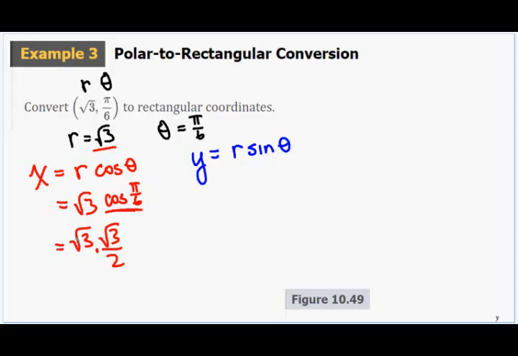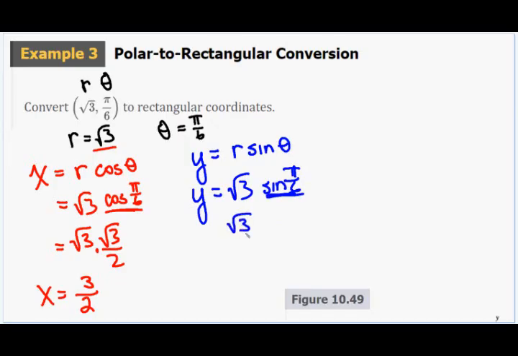So I want to multiply. My numerator is root 3 times root 3. That's going to be root 9, or 3, divided by 2. So there's my x value. Let's find our y. Y is equal to r, which is root 3, times the sine of pi over 6. The sine of pi over 6 is a half. So here's my root 3. We're going to multiply that by a half. So my y value is root 3 in the numerator, 2 in the denominator.